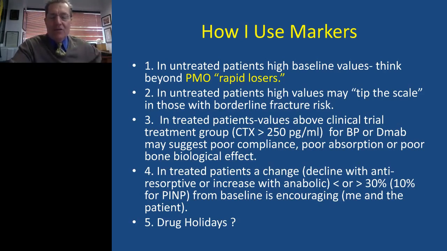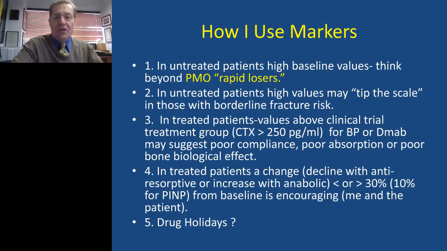High baseline values predict a higher risk for fracture beyond bone density alone, and I'll explain why in a minute. But one of the things I don't want to forget is that high markers also make you think outside the box, because not everybody that's postmenopausal and has high markers has them from being estrogen deficient. They could have high markers due to a number of other conditions, such as myeloma or severe hyperparathyroidism or other items.